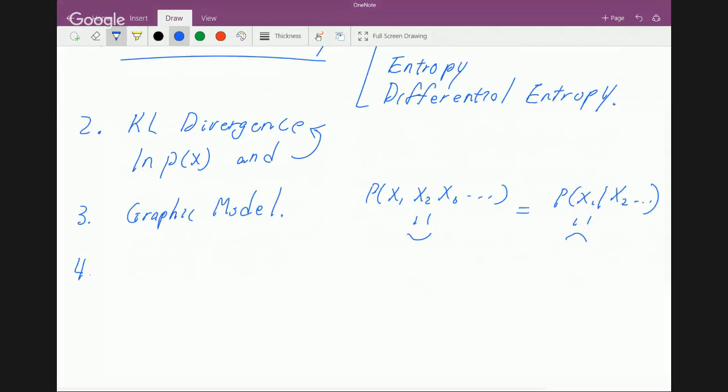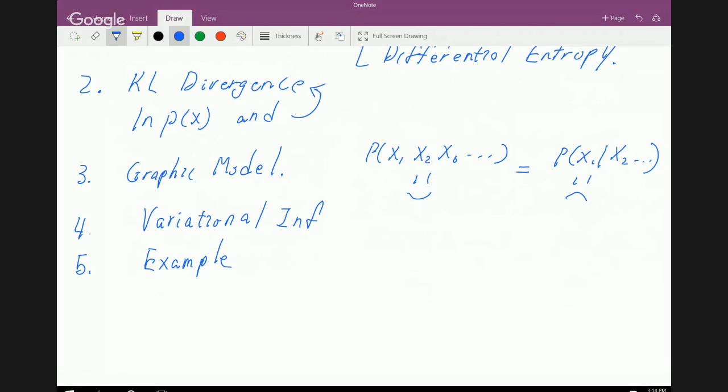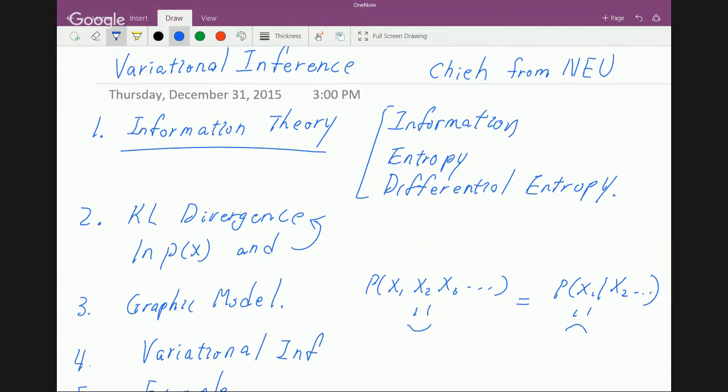After that, I'll finally start talking about variational inference, and if we have the chance, do some examples so that you know how to use it. So, without further ado, the first thing we should do is the information theory portion.